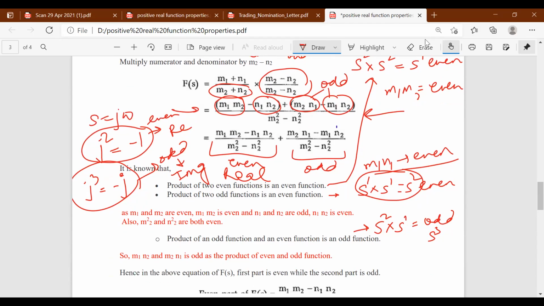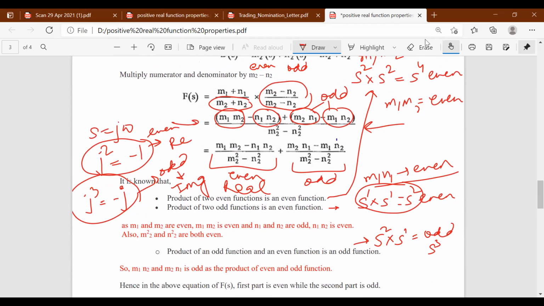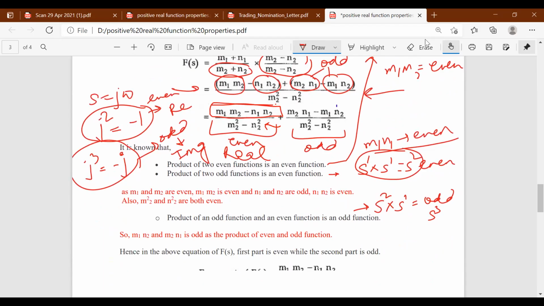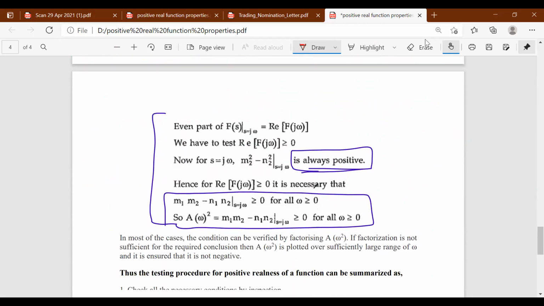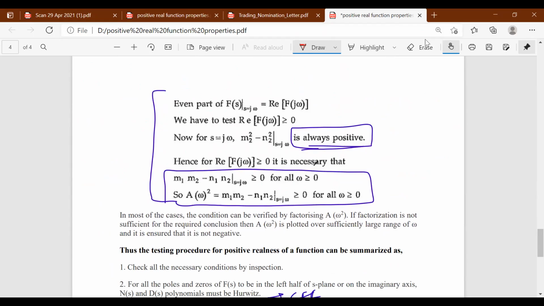So after taking this, because this is your square term, it is positive and real. So now I only have to check my m1 m2 minus n1 n2 for different values of omega, for it to be real and positive. If it is greater than or equal to 0, then we will say that it is positive real.